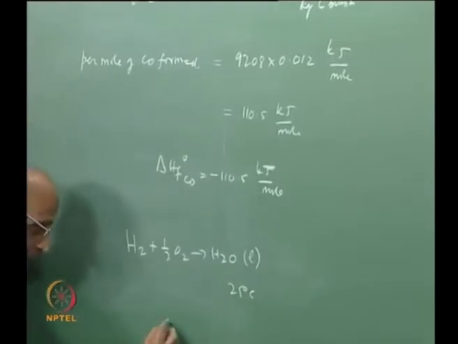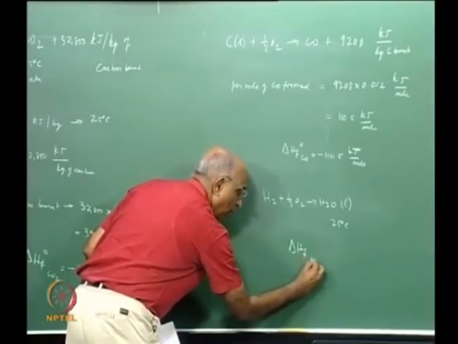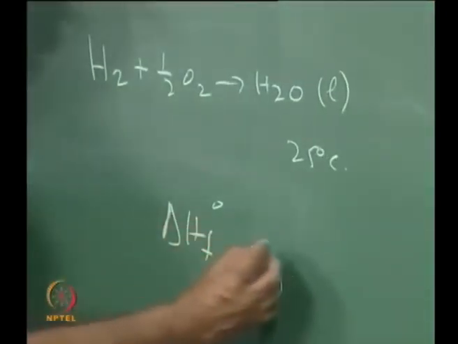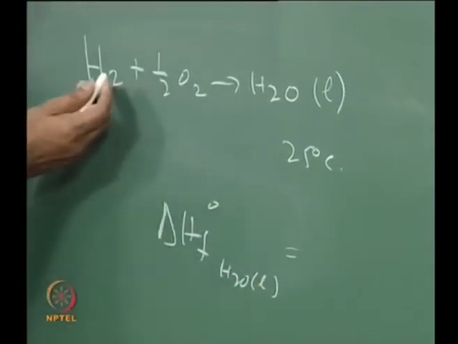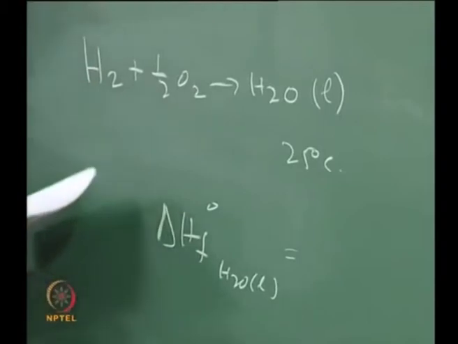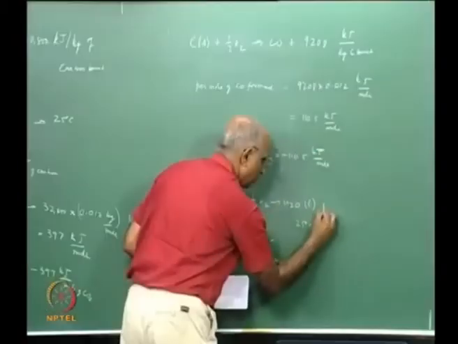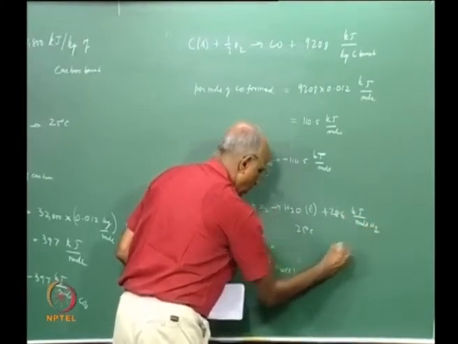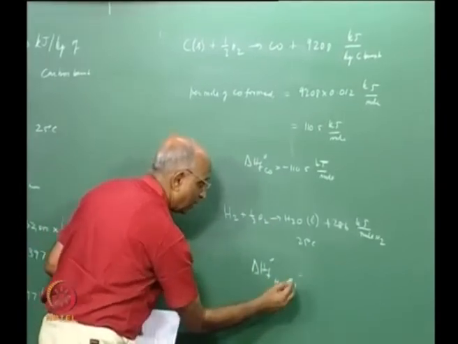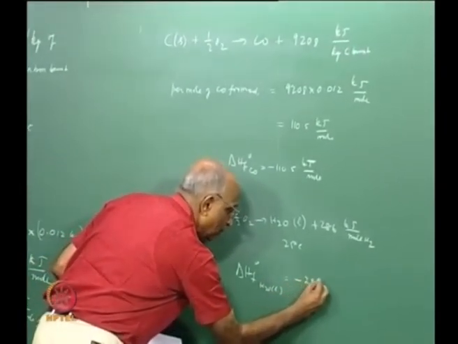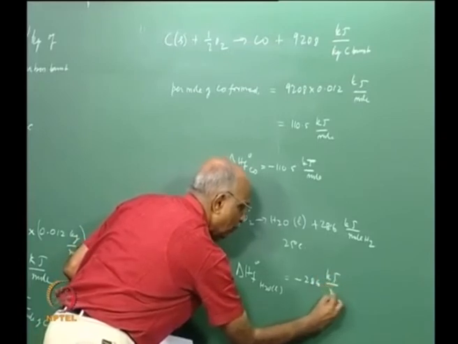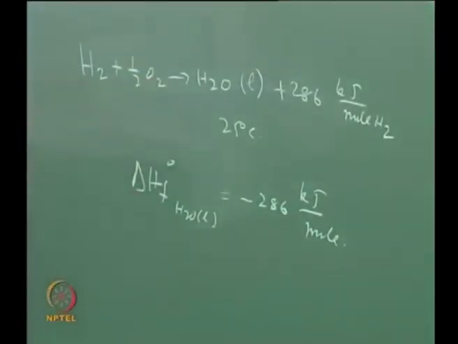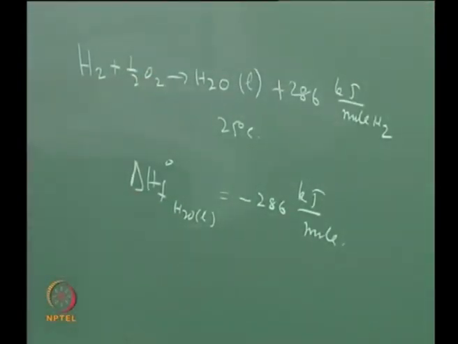Therefore, now I can say that the heat of formation of water as a liquid at standard condition should be equal to the negative of the heat release per mole of hydrogen, which I think is something like plus 286 kilojoule per mole of hydrogen. Now, I am putting it in terms of mole, and therefore, the heat of formation of water as a liquid is equal to minus 286 kilojoule per mole, because 1 mole of hydrogen forms 1 mole of water. Therefore, this is how we determine the heat of formation of different substances.